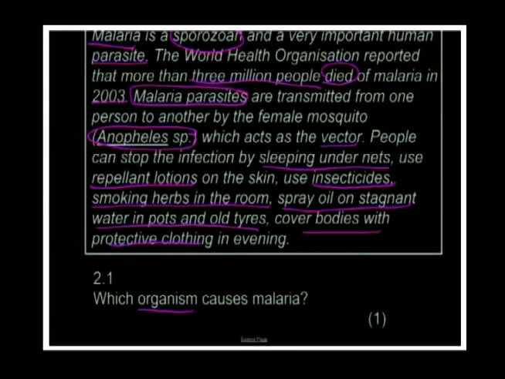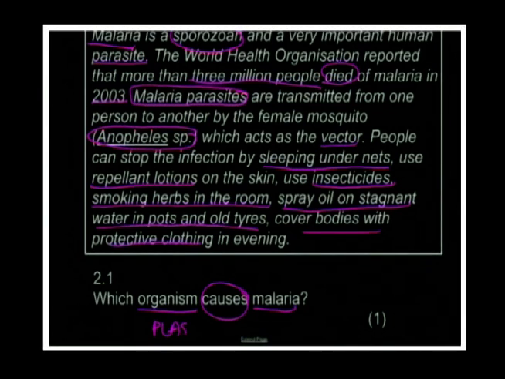Now, let's look at the kinds of questions. First of all, which organism causes malaria? Now be very careful when you answer this, because if you look at the information given in the reading study, the only organism that is named is the Anopheles mosquito. Please remember that is not the organism that causes malaria. It is the one that transfers it from one to another. The actual organism is called Plasmodium.